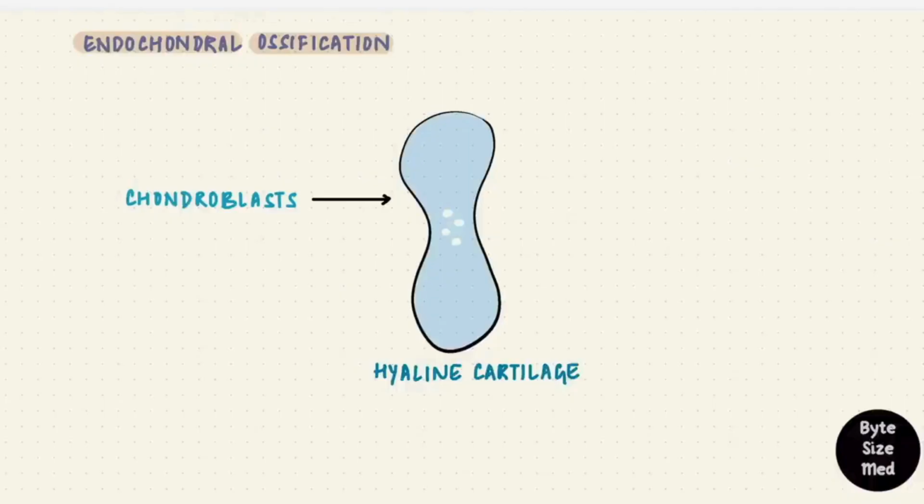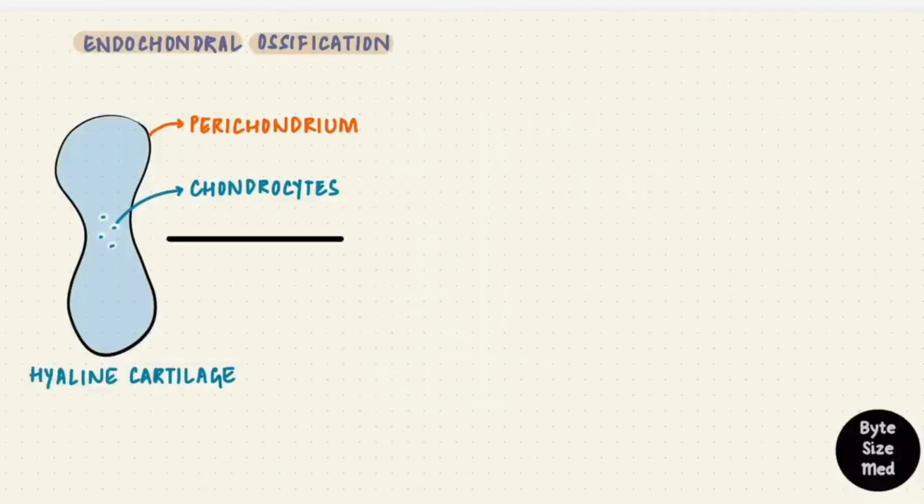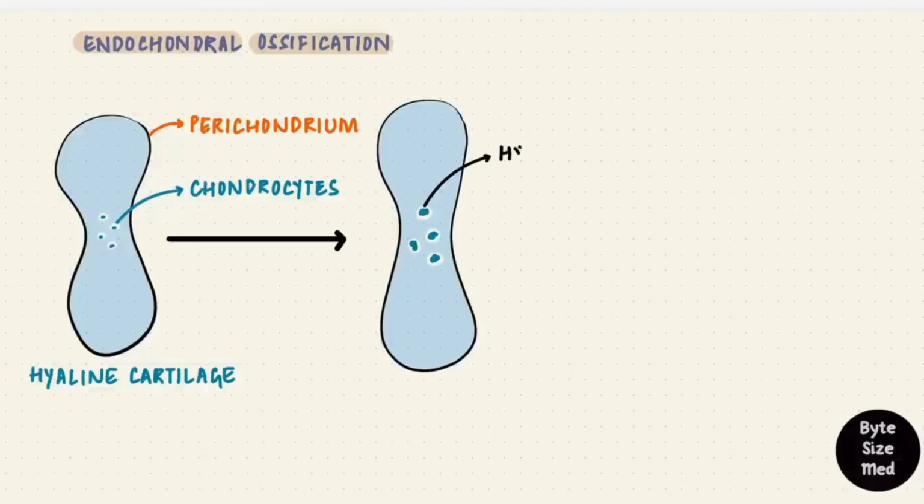This is hyaline cartilage, and it has those chondrocytes in lacunae. It is surrounded by the perichondrium. This is the scaffold for the formation of bone. Some of the chondrocytes in the center swell, that's hypertrophy, and develop vacuoles. These chondrocytes compress the matrix, and that matrix starts calcifying.